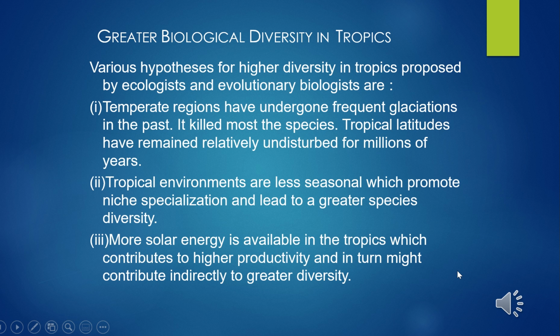There are various hypotheses for higher diversity in the tropical areas. First, speciation is a function of time. Temperate areas have undergone frequent glaciation in the past, which killed most of the species. No such disturbance occurred in the tropics, where species continued to flourish and evolve undisturbed for millions of years. Second, there are no unfavorable seasons in the tropics. Continued favorable environment helped tropical organisms gain more niche specialization and increase diversity.